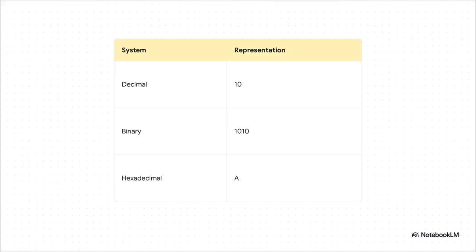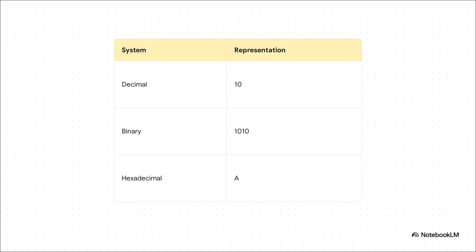You and I, we live in a world with 10 digits, 0 through 9. That's decimal. But computers, they can only understand two things, on or off, yes or no. So they speak a language with just two digits, 1 and 0, and that's binary. So to a computer, our number 10 isn't 10, it's 1010.